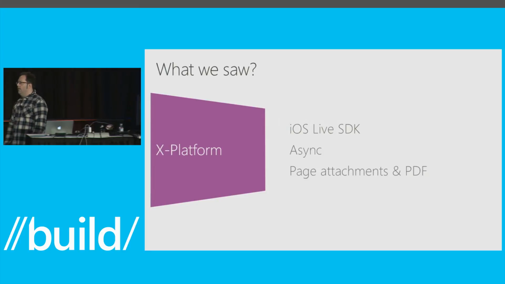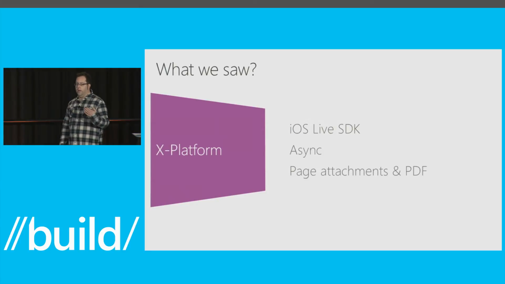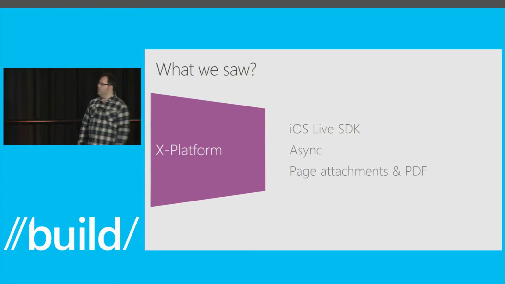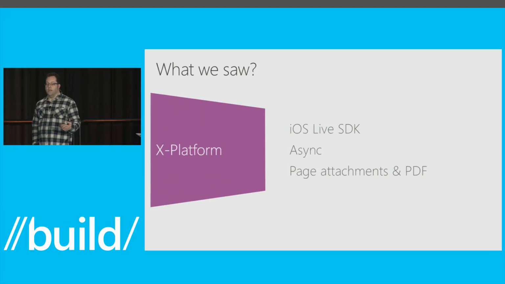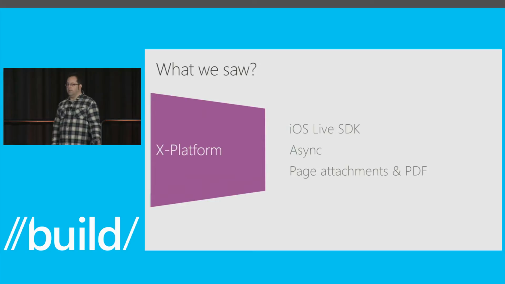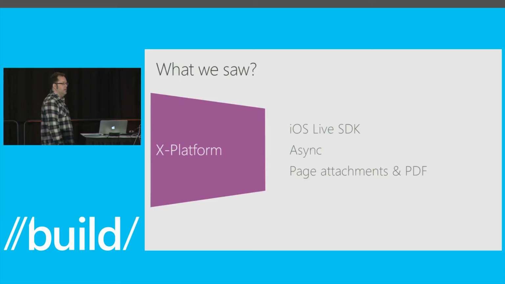So what do we see on those cross-platform samples? We saw the live SDK on iOS, and obviously we're using the live SDK on Android as well. So the auth is really easy to do on every platform. We saw that there's equivalent ways to do async on all the platforms, and that we were doing page attachments for PDF files, and that you'll be able to do the same thing for PDFs hopefully, say, by the end of today or tomorrow.